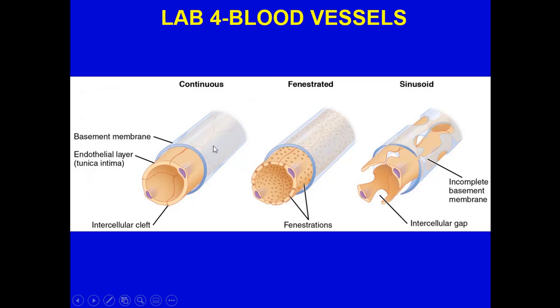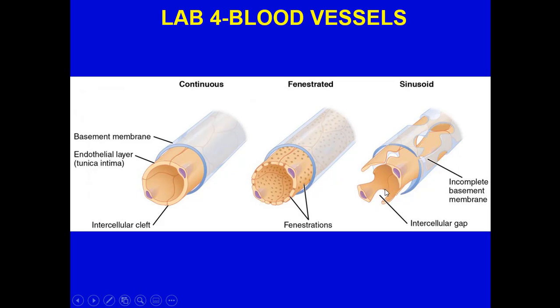So you can see this comparison here. The endothelial cells here, notice that there are no gaps between the cells. You have a slight cleft here, but you also have a continuous basement membrane. When you get here, you have fenestrations. They're kind of thinning out, opening little spaces. You still have a basement membrane. But move over to here.